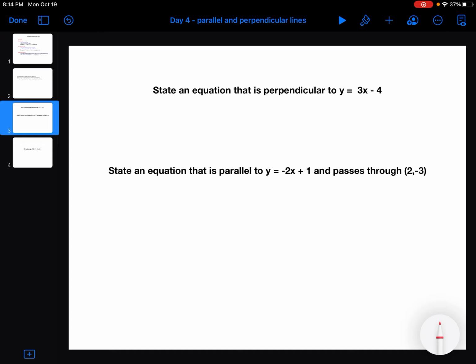So if I were to state an equation that is perpendicular to y equals 3x minus 4, all we have to do is look at our slope, which is 3. So the perpendicular slope, 3 is equal to 3 over 1, is negative 1 over 3. And we can use any b value we want. So we can say y equals negative 1 over 3x plus 4 is perpendicular.